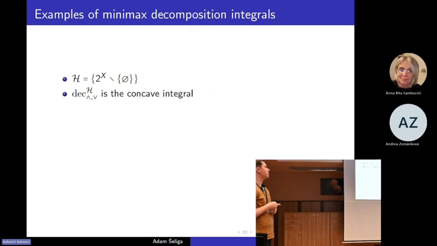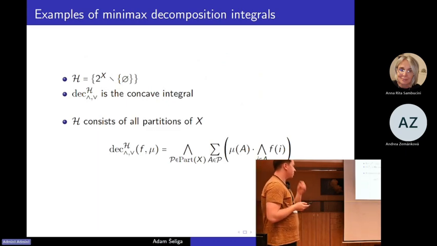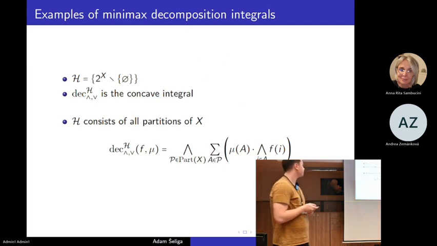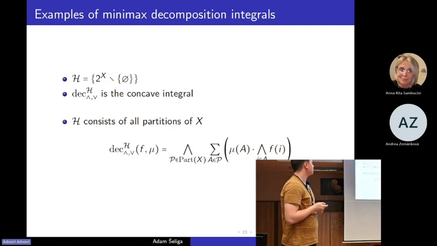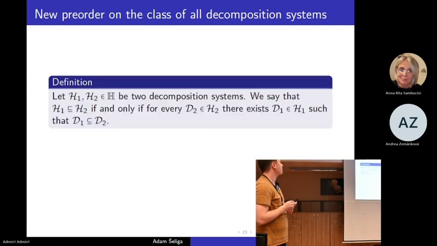If we have singletons, then we obtain the classical decomposition integral. If we have a maximal collection in the decomposition system, then we have the concave integral. And for example, if H consists of all partitions, we obtain this formula here. So these are examples of minimax decomposition integrals.